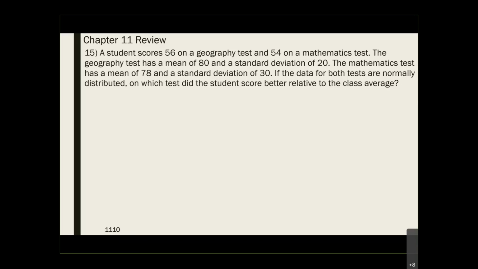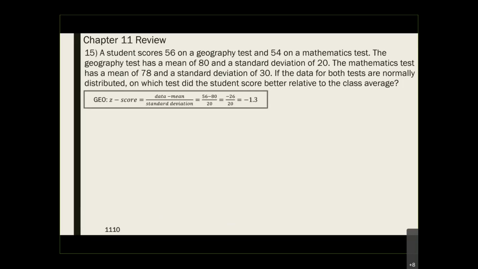Relative to the class. Obviously, 56 is higher than 54. Yes, obviously that geography score is higher than the math score. But relative to the class average, to their respective class, which one is better? This is why we convert to the z-score.